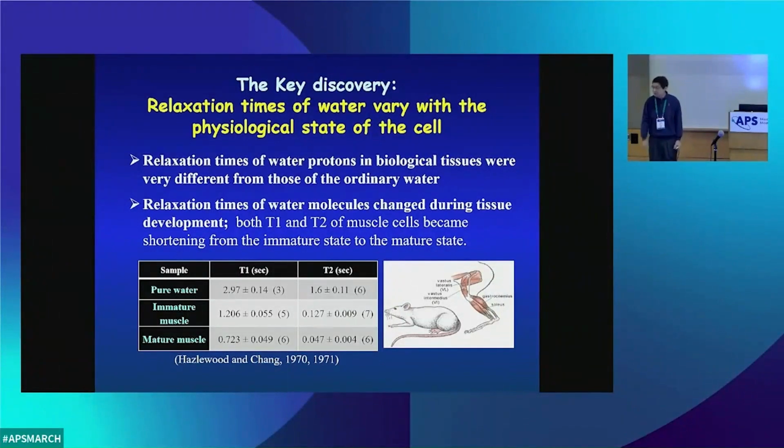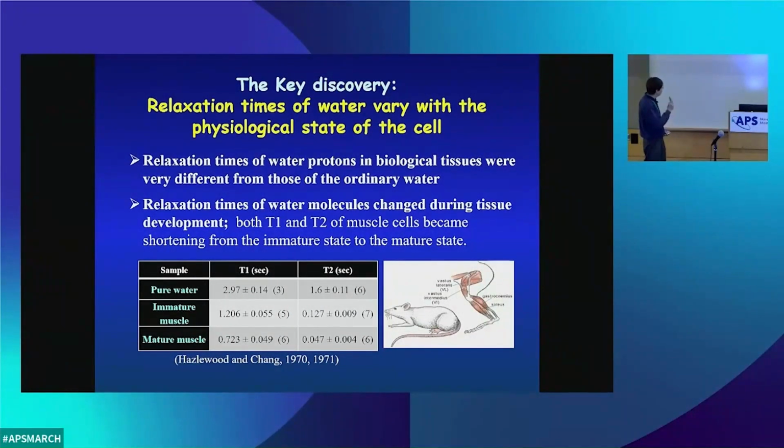So when I finished my PhD in 1970, I collaborated with a young physiologist called Carlton Hazelwood at Baylor College of Medicine. And we decided to use the spin echo NMR method to study the physical chemical state of the cellular water. At that time, the water sample was taken from the rat skeletal muscle. This is called gastrocnemius. We took this sample and put it in our home-built NMR spectrometer to measure the relaxation times, T1 and T2. So the first thing we found is that the relaxation time of water protons in biological tissue was very different from that of ordinary water.